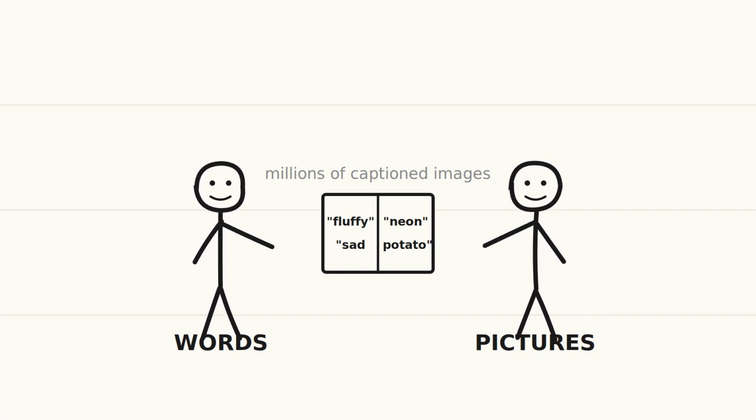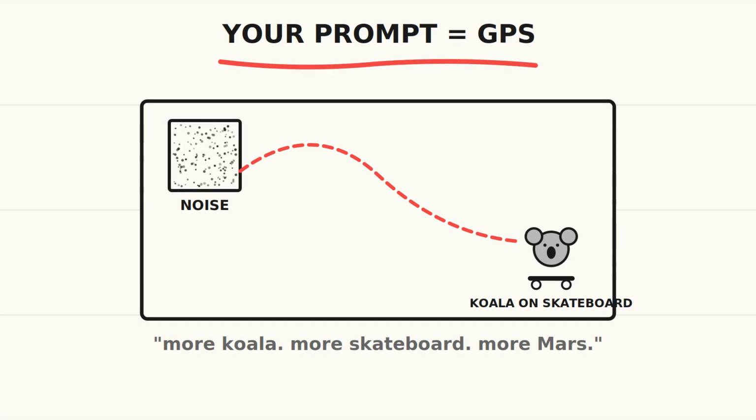Photo of a beach, sunset at the beach, picture of a dog, golden retriever catching a frisbee. Over time, it built a map connecting words to visual patterns. The word fluffy points to a certain look. So does neon, medieval, or sad potato. So when you type your prompt, it acts like a GPS destination.